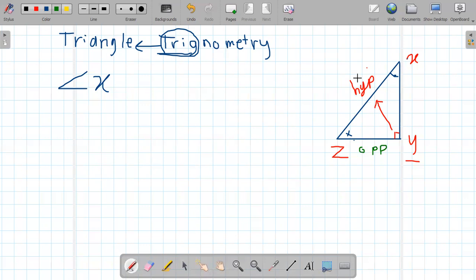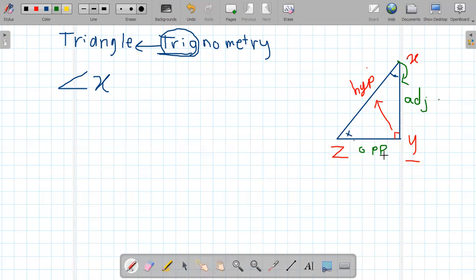Any acute angle in the right angle triangle has two sides named, one of them opposite and the other adjacent. The one attached to X is called adjacent. Here I have a right angle triangle, angle Y is the right angle, and the hypotenuse is XZ. If I take angle X, it has two sides: the opposite, which is ZY, and the adjacent, the side beside the angle. The hypotenuse is also beside it, but we call it the hypotenuse, so we don't count it.